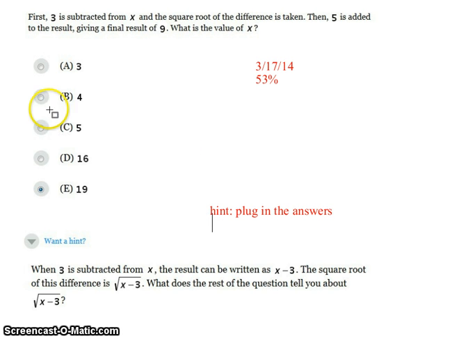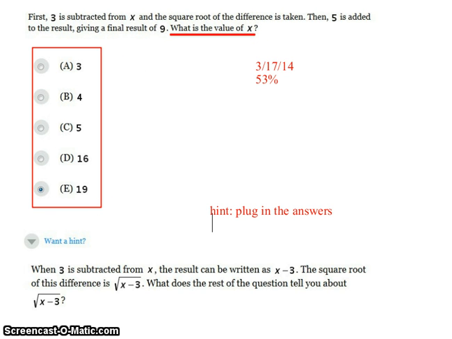This language at the end of the question, what is the value of x? That tells us that one of these choices, 3, 4, 5, 16, or 19, is the value of x. One of those is going to be what x is, so why not just try them? Let me show you what I mean.